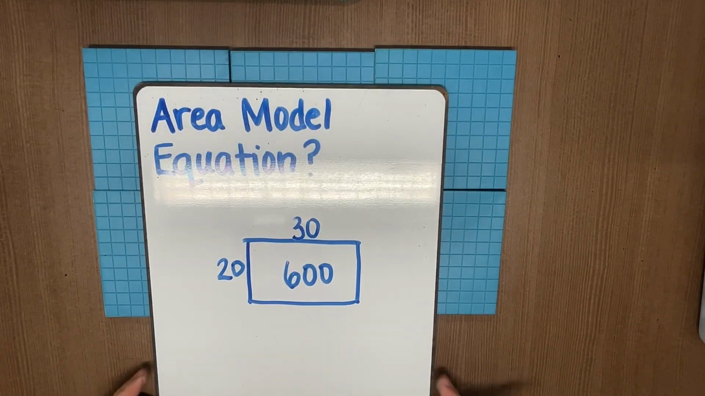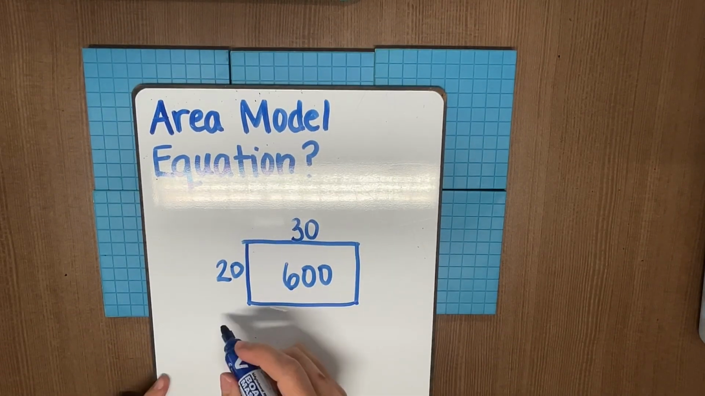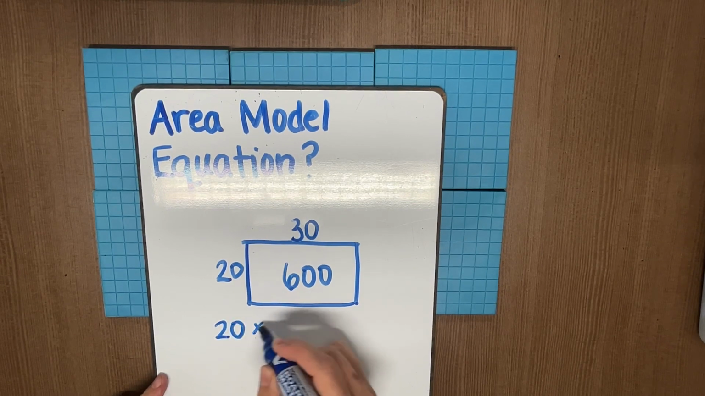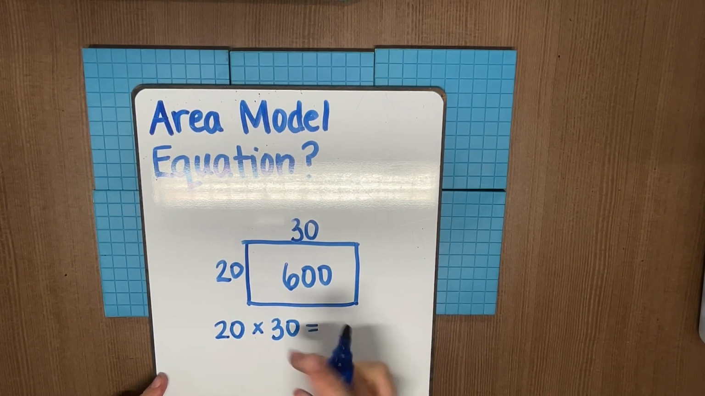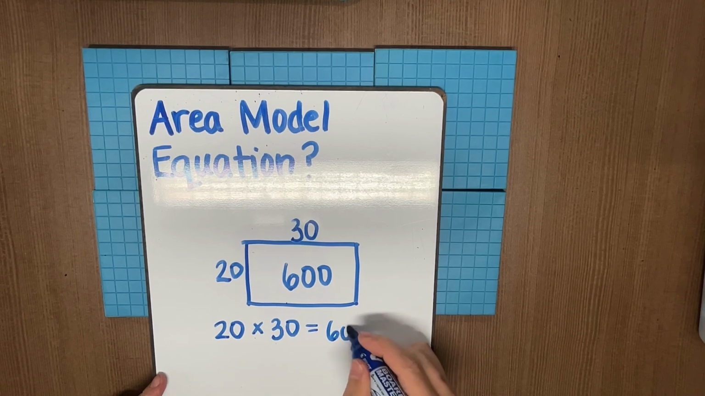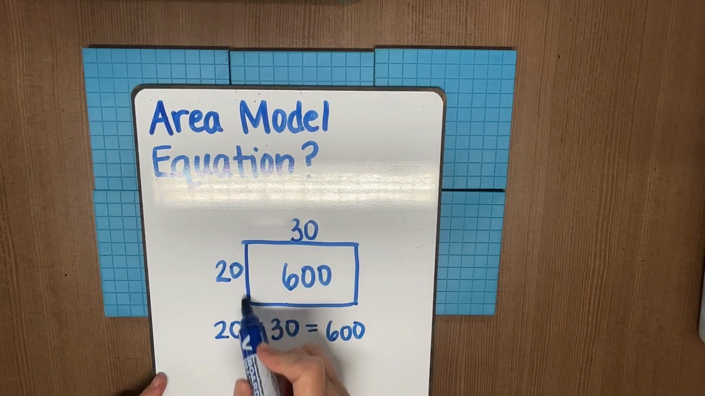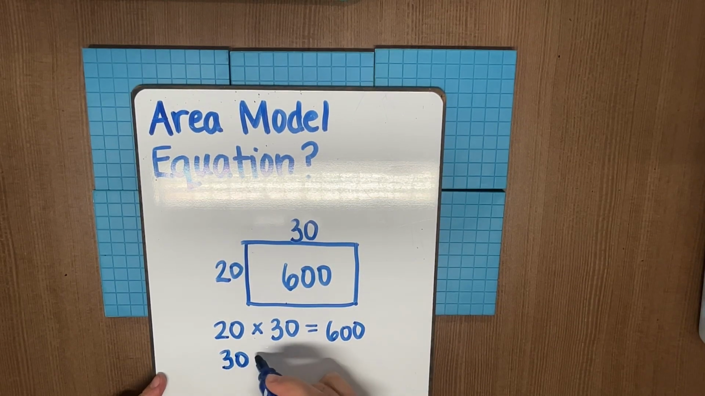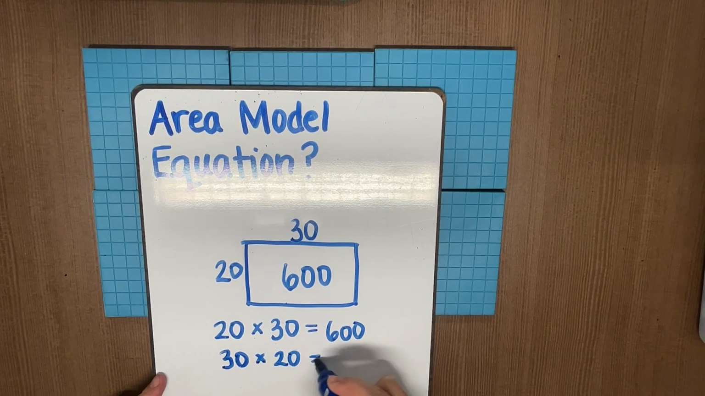Well, let's look. 20 by 30 is 20 times 30 equals 600. Or I could say 30 by 20 equals 600.